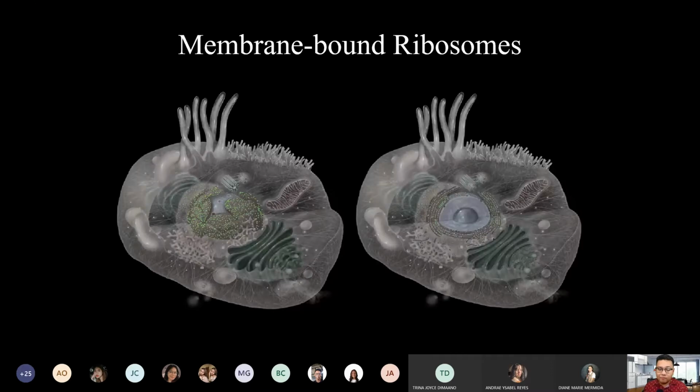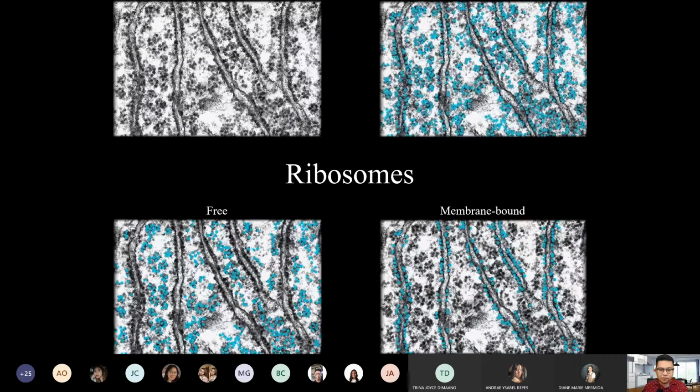Okay, so we have membrane-bound ribosomes. These are the color green specks you can see on the screen. And this is the microscopic view of our ribosomes. Did Ma'am Tricia explain to you what these images are? These images are actually very strongly magnified or magnifications of our cell.